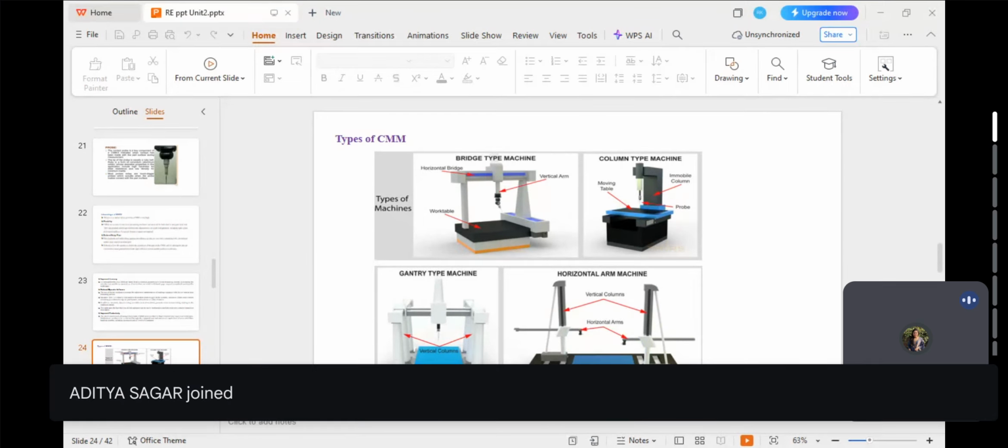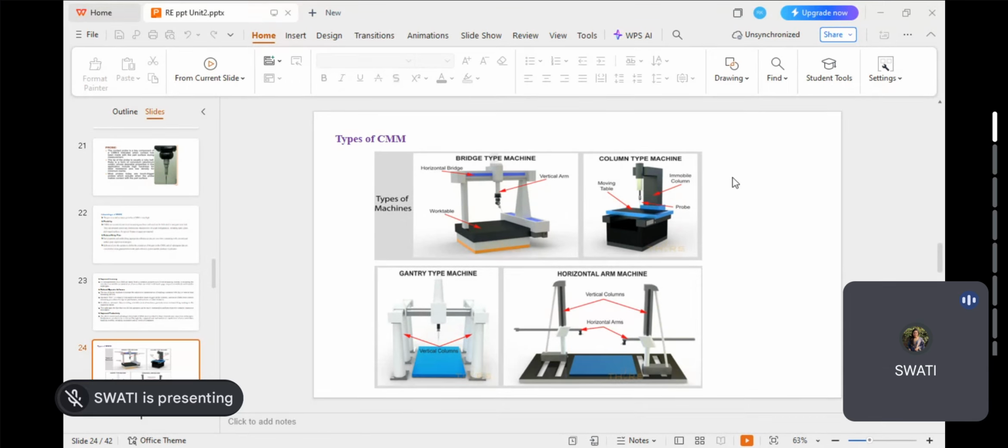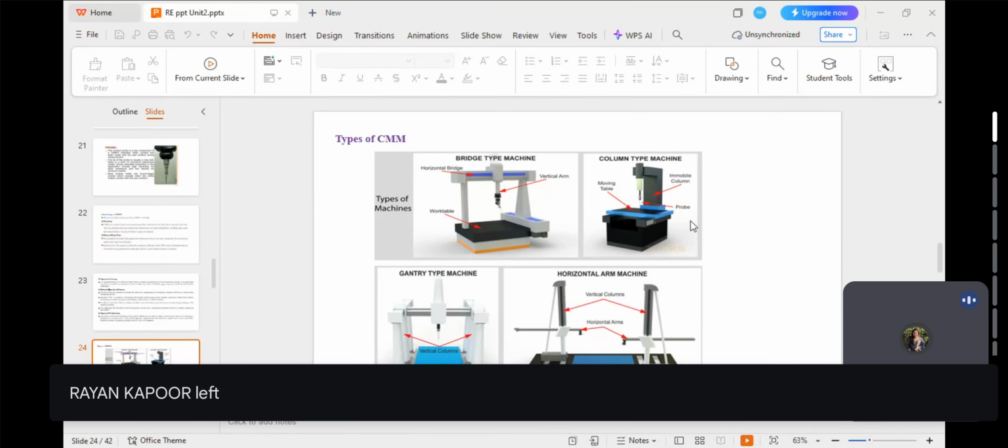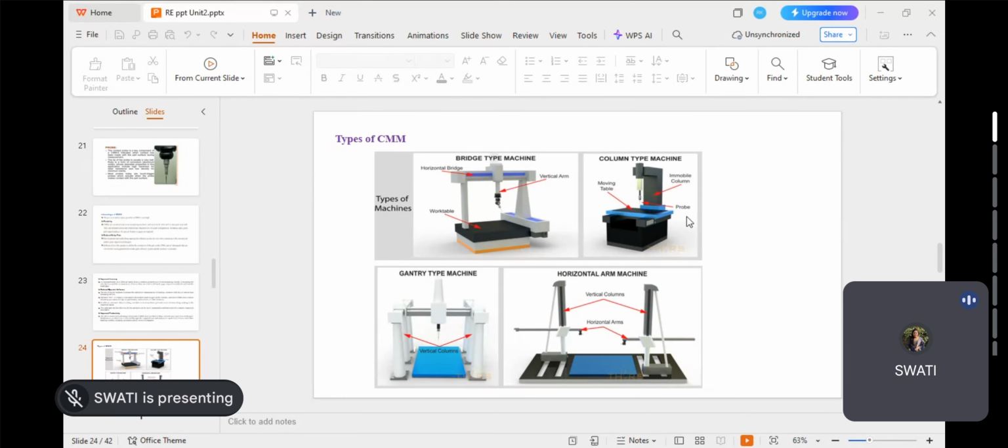Next is the gantry type. As you can see from the diagram, there are two types of bridges. In between these, we have a crane type of structure, and over that the probe is hanging. Okay, and you can see the size of this bridge type structure is very large. As per the requirement, you can also customize this particular size. So the gantry type of CMM is very useful for large components. It allows the operator to remain close to the area of inspection.